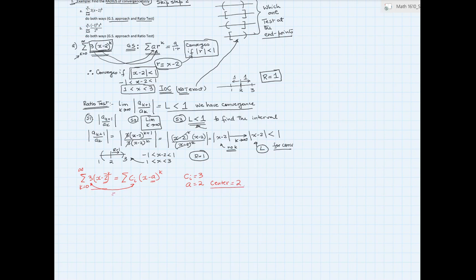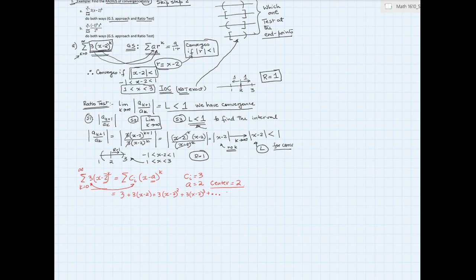We can even write out some terms to get comfortable with this idea. So let's start from k equals 0. I would get my first term to be just 3. Then the next one would be 3 times x minus 2. The next term would be 3 times x minus 2 squared. Then the next one would be 3 times x minus 2 cubed, and so on forever.